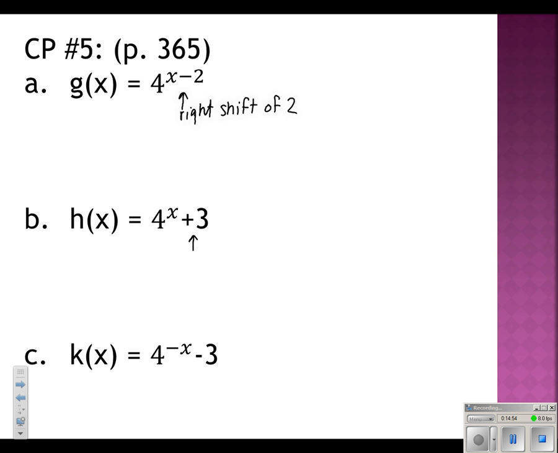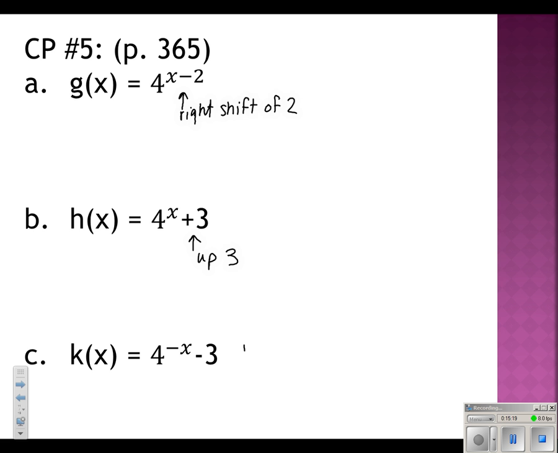This was our vertical shifting. So this function is going to go up 3 from what the normal 4 to the x power would graph. Letter C has a couple of things going on. First of all, the negative x tells us that we have a reflection, and then the -3 at the end means we have a downshift.